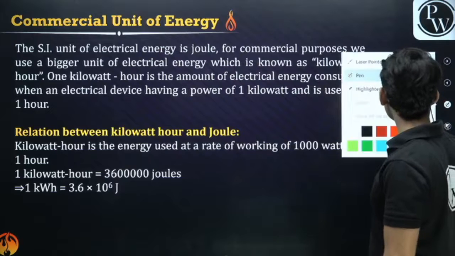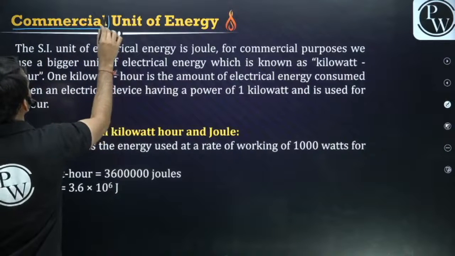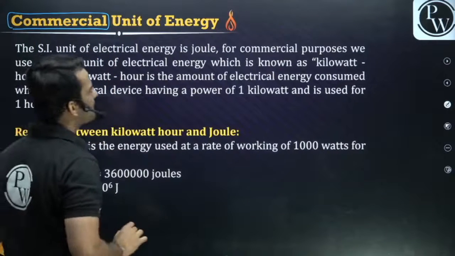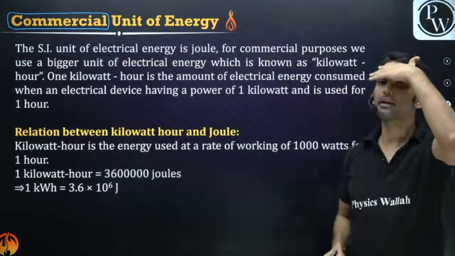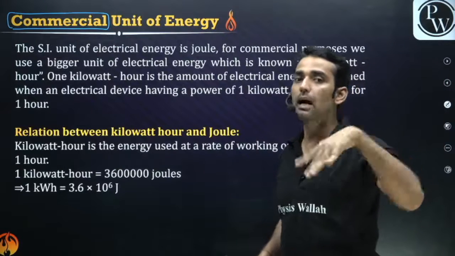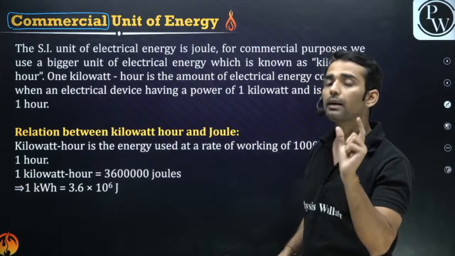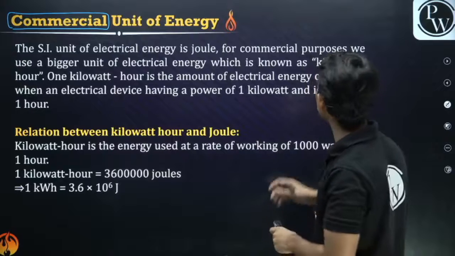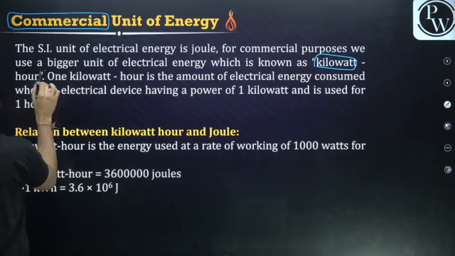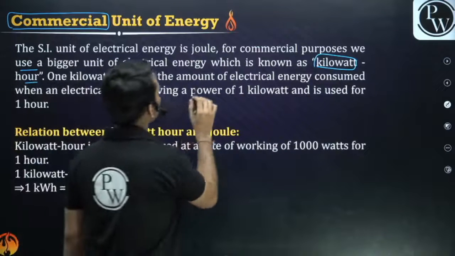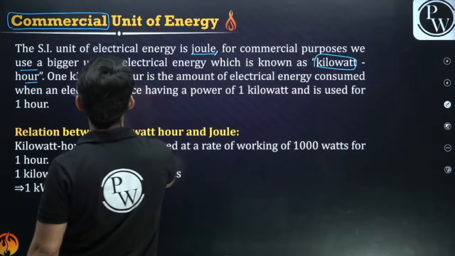Now we have some bigger units of energy also, commercial units of energy. Commercial means for commercial purposes, like when we get the electricity bill of our house, you all must have seen that. It calculates the amount of energy spent. You must have heard the amount of units you have burned in a month. That unit is nothing but energy, and that unit of energy is kilowatt hour, right? So guys, the SI unit of electrical energy is joule. For commercial purposes we use a bigger unit called kilowatt hour, right?